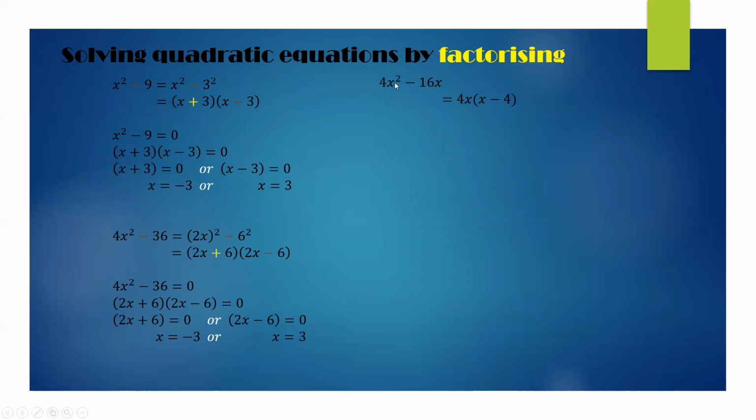So 4x times x, you get 4x squared. 4x times negative 4, that's why you get negative 16x. Okay, so this is the answer. So if the question asks you to solve this, we do this, equal to 0, and then this one is without a bracket, right? But you can just directly equate this to 0. So 4x equal to 0, so x will be equal to 0. And this bracket equal to 0, x will be equal to 4, right?